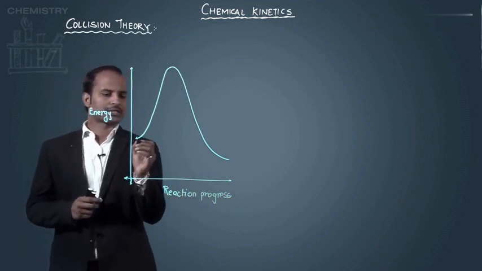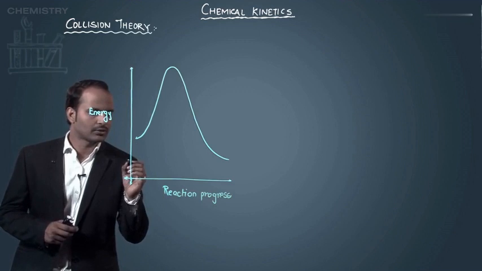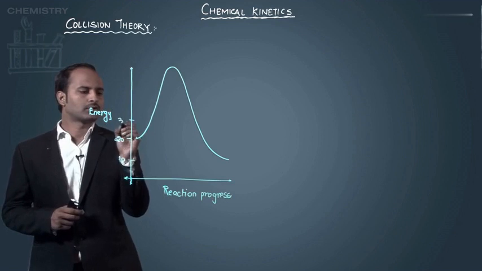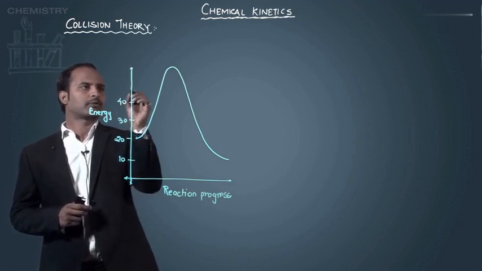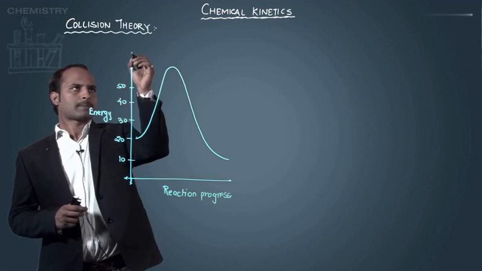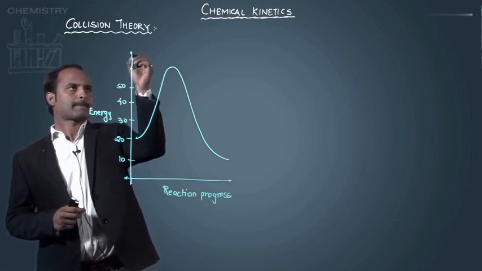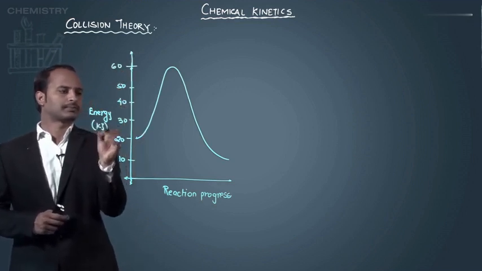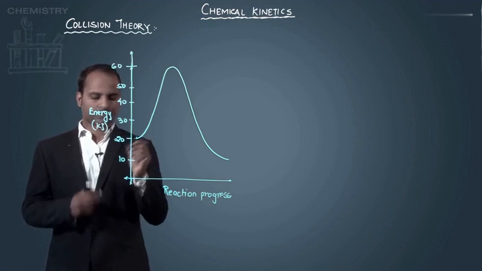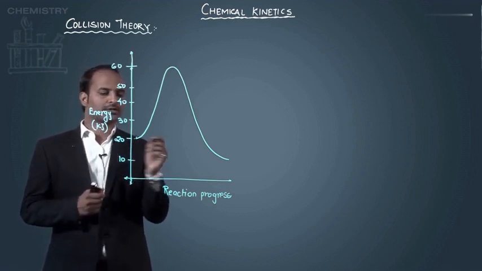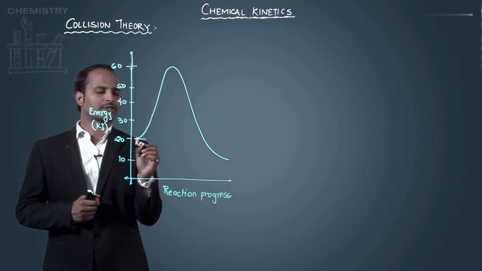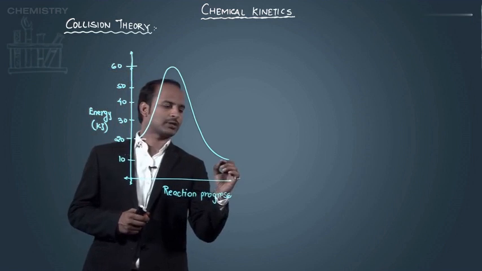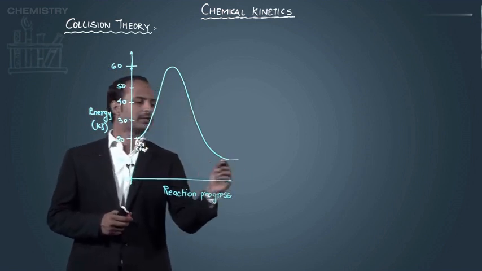Now this is the energy of the reactant. Suppose this is 10 kilojoule here. This is 20 kilojoule, 30 kilojoule, 40, 50, and this is 60 kilojoule. Energy is in kilojoule. So this is the energy of the reactant, and here I can say the energy of the reactant is approximately 20 kilojoule. And this is the energy of the product. Let the energy of the product be somewhere around 10 kilojoule.